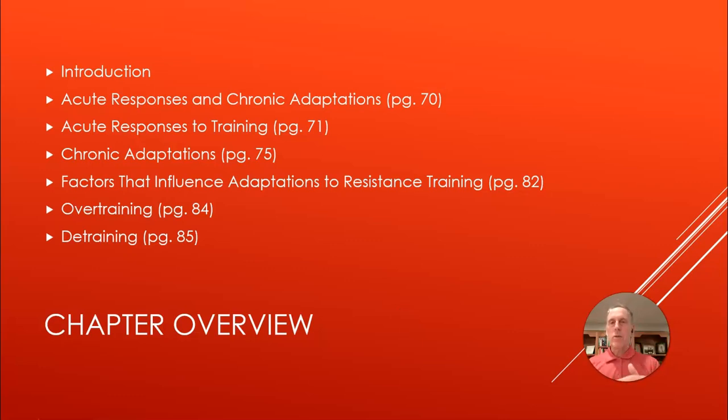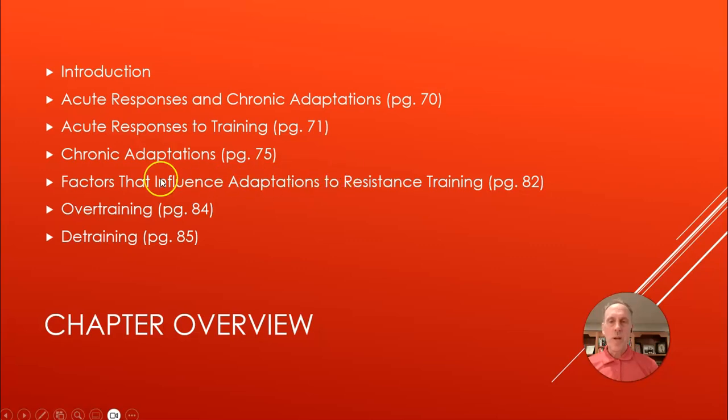If we break it out, it's going to break out like this, and here are the corresponding page numbers: acute responses and chronic adaptations. I want you to note the verbiage there, acute responses and chronic adaptations. Then you have acute responses to training, chronic adaptations to training. We're breaking both those out. Factors that influence adaptation, and then overtraining and detraining.